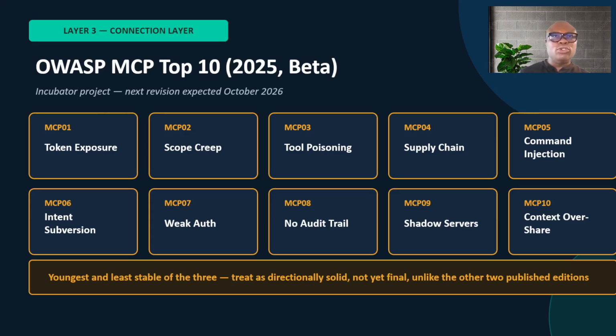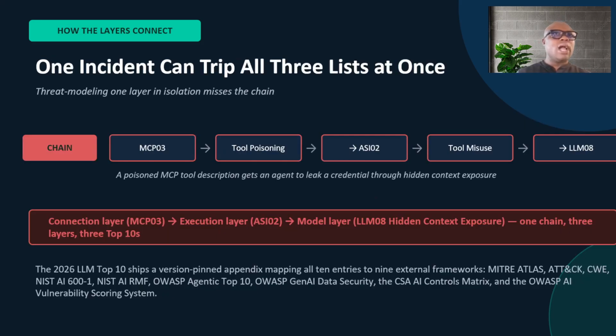We have token exposure, MCP01, tool poisoning, command injection, shadow servers, no audit trace, weak authentication, intent subversion. These are the risks identified also in the MCP layer, which is the connection layer. Now, why are all these things important? They are important because they show us where the risk lies, the boundaries, and what best practices and frameworks have determined that we can use to begin to fortify our systems and our workflows. I'm exposing us to that. So let's look at how the layers connect.